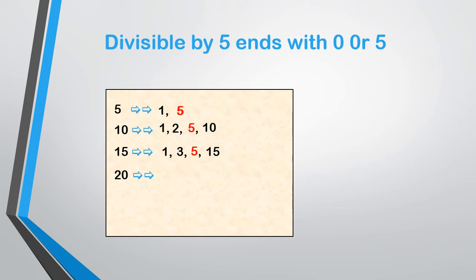20. So 20 comes in one table. Then 2 table. 10 2s are 20. 2 10s are 20. So 4 table also. 4 5s are 20. The same way 5 4s are 20. It comes in 5 table also. Then 10 table. 10 2s are 20. Then 20 table. So here the common factor is 5 except one and the same number. So 5 is common in all these numbers. So here the common factor is 5.